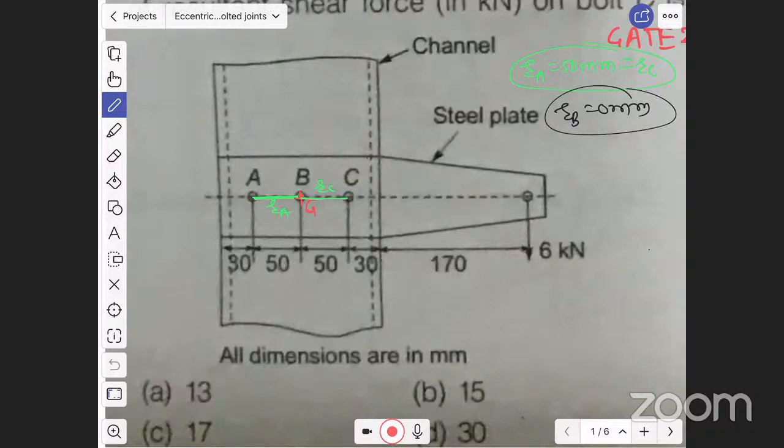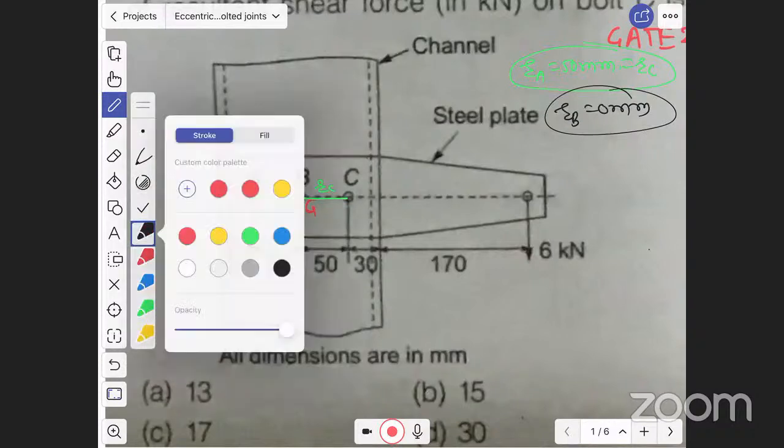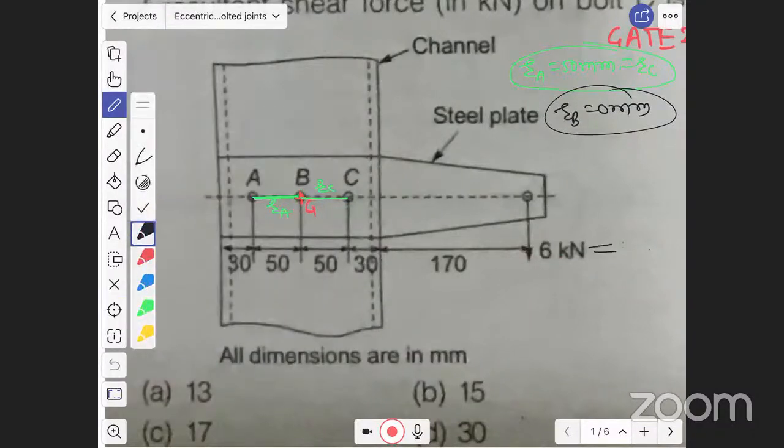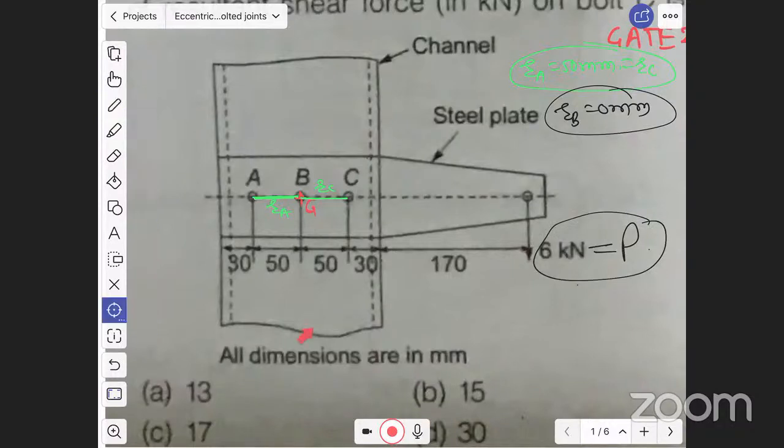Now, this force P, which is nothing but 6 kilonewton. Here, force P is 6 kilonewton. This force we can directly transfer at G location as it is. इस 6 kilonewton को हम G पे as it is उठा के रख सकते हैं. लेकिन what is the eccentricity?